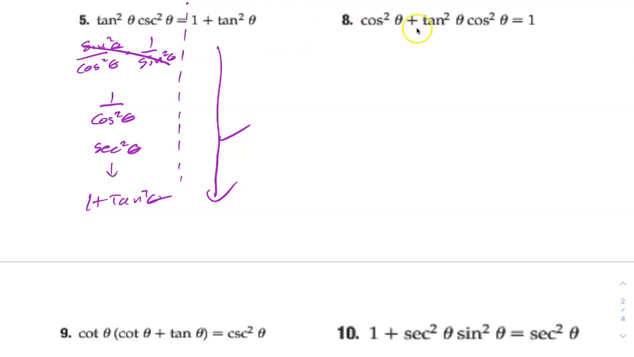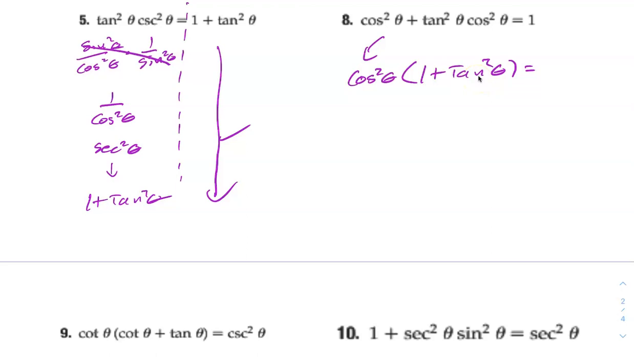Next one. So I have a 1 on this side, so probably not touching that side. And over here I have cosine squared plus tan squared cosine squared. So again, so many ways to do this. The first thing I think of, since I see two cosines, is factoring out the cosine squared. So I get cosine squared theta times 1 plus tan squared theta. Like that. Right, so factor out the cosine squared. Since I took it out, I'm only left with 1 there, and tan squared cosine squared gets me tan squared.